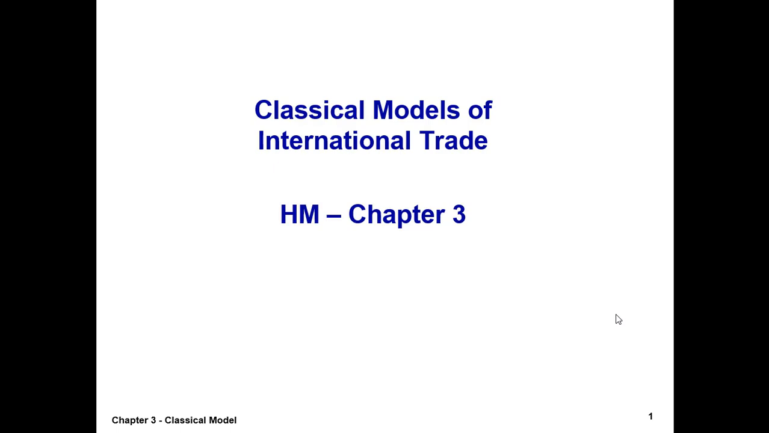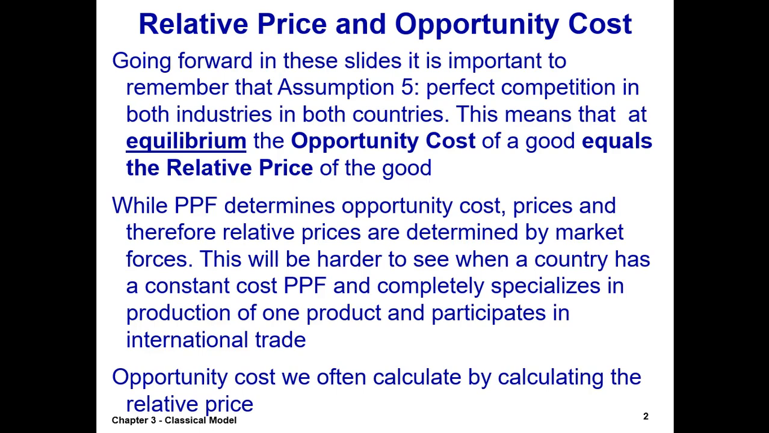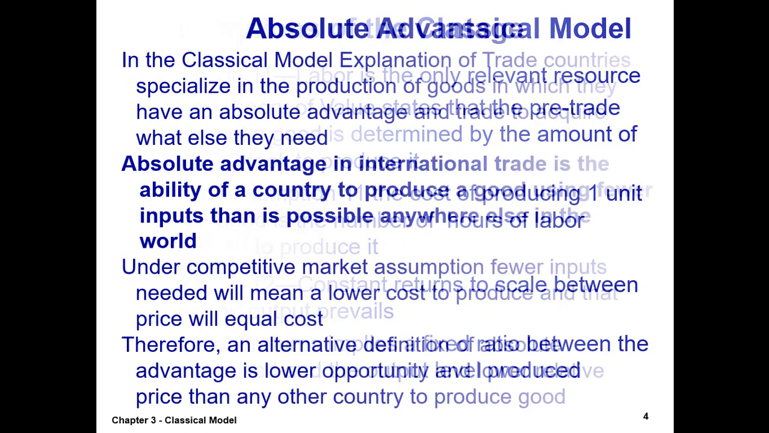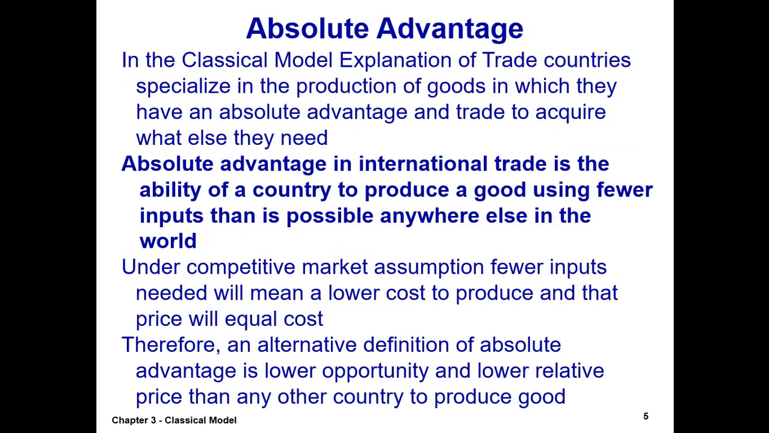This is a review of the highlights of Chapter 3. It goes into, again, the ideas of opportunity cost and relative price, and some additional assumptions of the classical model. These are useful for understanding the basis from which we can make the conclusions.